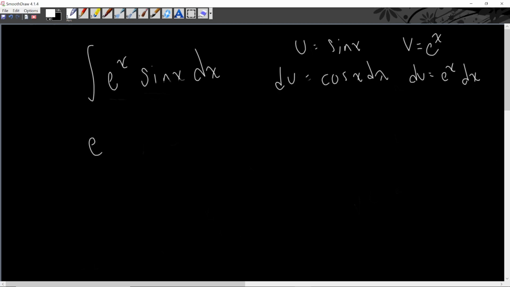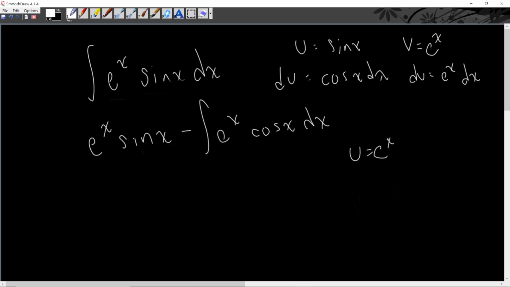We have e to the power of x sine x, so uv, minus the integral of v du. So e to the power of x times cosine x dx. Now, as we said, I'm going to do something somewhat interesting. I'm going to have our u be e to the power of x, and then our cosine be dv. Again, these are interchangeable.